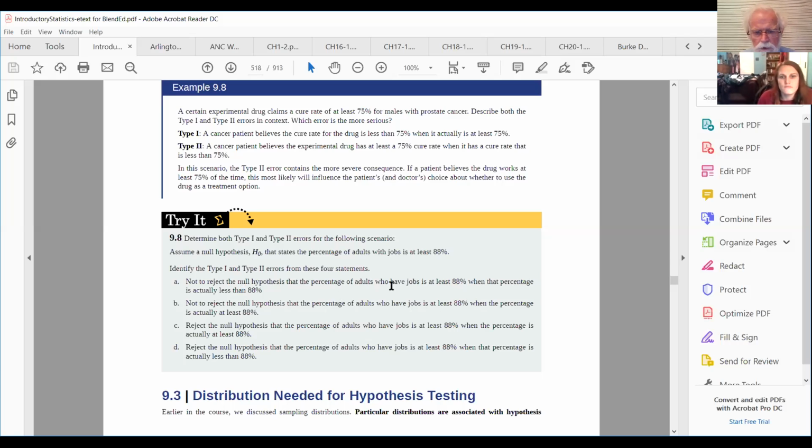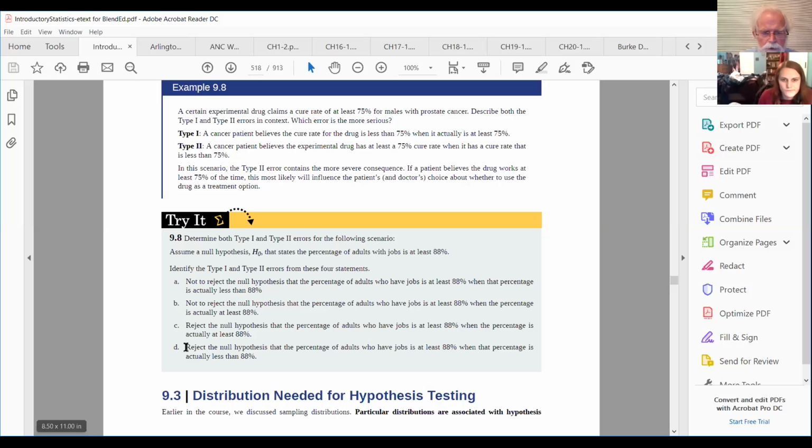Okay, so the null hypothesis is that the percentage of adults with jobs is at least 88%. If you accept that and it's actually less, that's a type 2 error. So the next one is really not an error, not to reject it when that percentage is actually correct. Then we have reject it when the percentage who have jobs is at least 88%, when the percentage is at least 88%. That is a type 1 error. So we reject the truth.